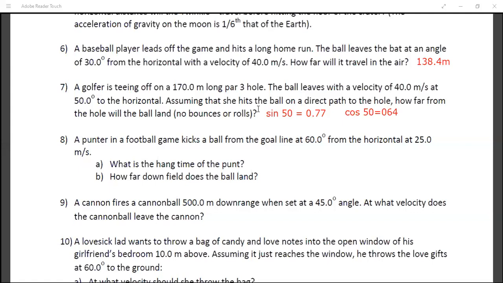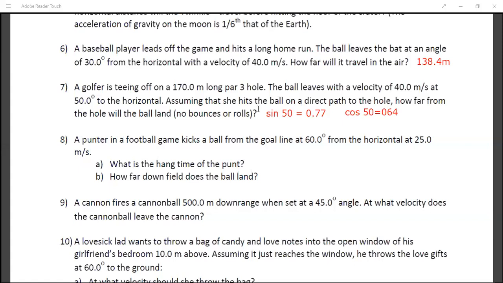The player hits a long home run. The ball leaves the bat at an angle. How far will it travel in the air? Here the height at which it is hit is not specified, and the initial height is not given. Logically, it will be the third type of motion.